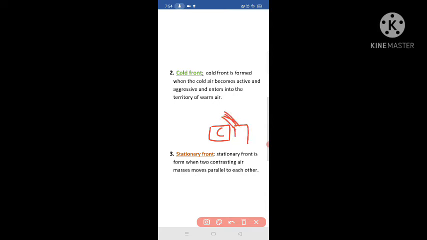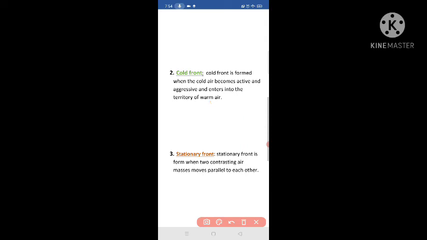The warm air mass will not automatically rise up; the cold air mass forces the warm air mass to rise up. So here the boundary formed is a very steep boundary. This is the cold front, and the cold front will create bad weather conditions. It will bring very heavy rainfall, thunderstorms, and there will be lightning.